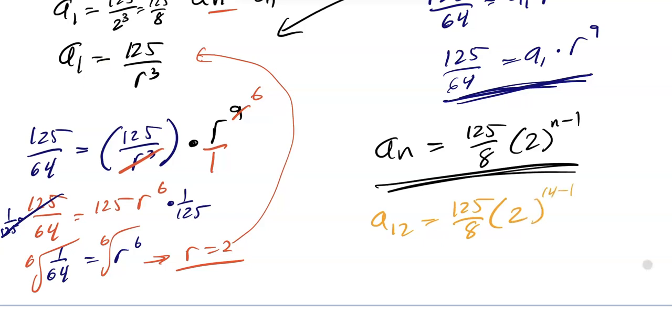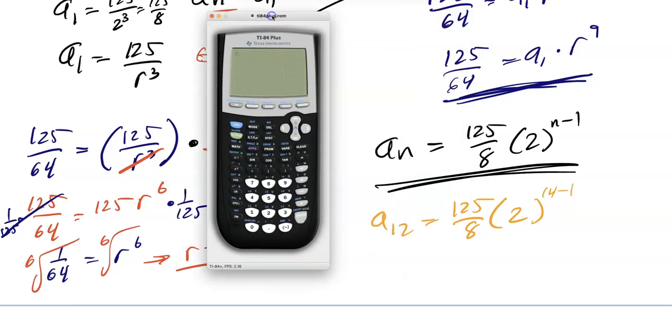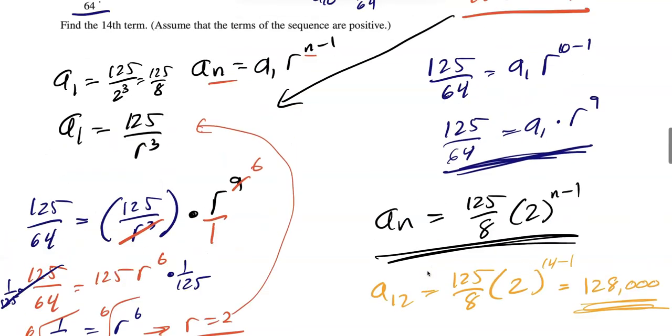Much like before, I'll plug this into our calculator. In this case, I'll do it on camera. So we have 125 divided by 8 times 2 to the 13th power, and we get 128,000. That's the 14th term. So there you go. Same idea as with arithmetic.